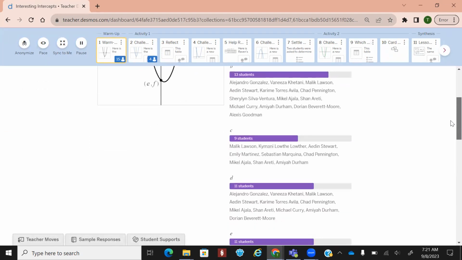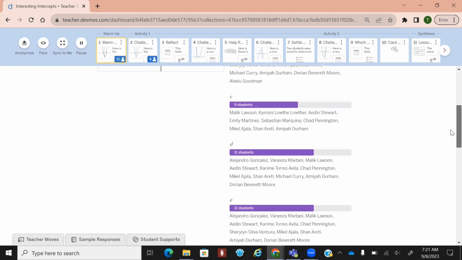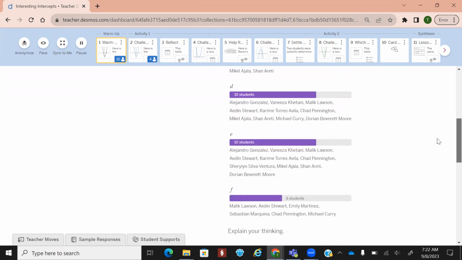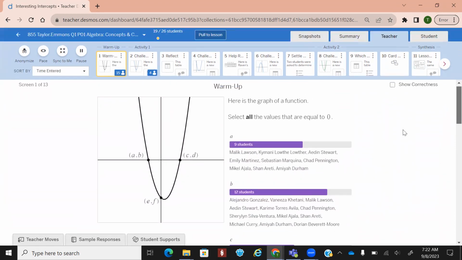So some of y'all put A, some of y'all put B, some of y'all put C, some of y'all put D, some of you put E, a couple of people put F. Okay, so we're kind of all over the place. So with that being said, what would be the 0 value for these 2 points? B and D, right? Okay, what about this one right here? So it should have been B, D, and E.